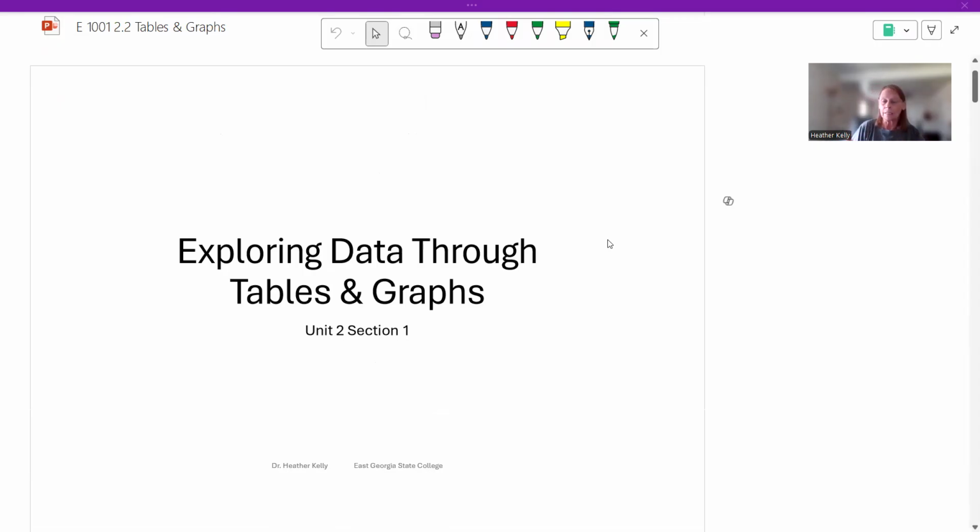We're in section 2 of unit 2, and this is where the homework begins. Okay, so your homework will start here with this section. So let's get started.